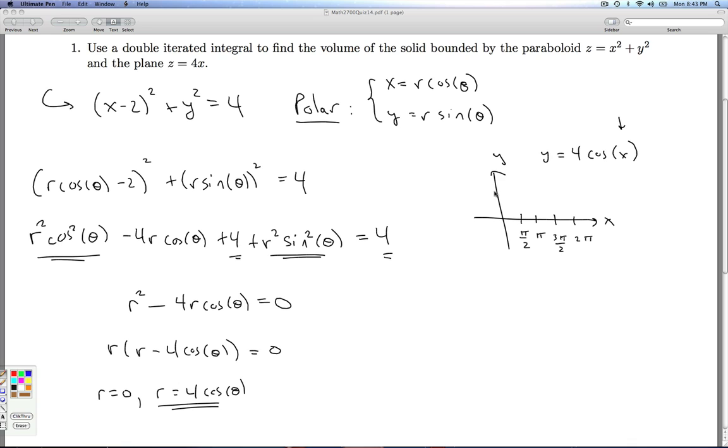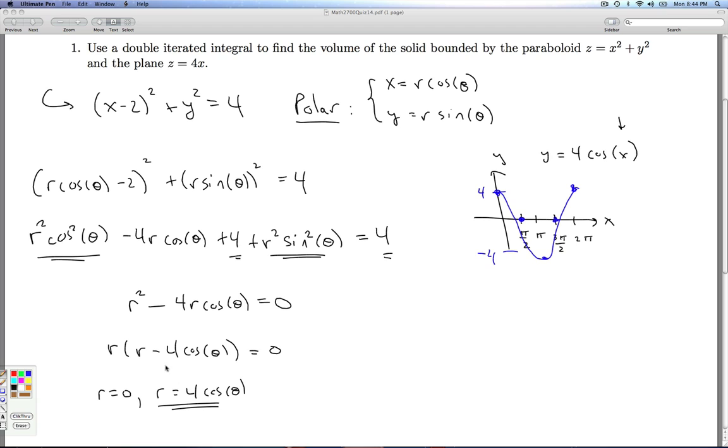So at 0 we're up at 4. Pi over 2 we're at 0. Pi we're down at negative 4. 3 pi over 2 we're at 0. 2 pi we're up at 4. So we get our nice little cosine curve. Same period as before, but it's got an amplitude of 4.